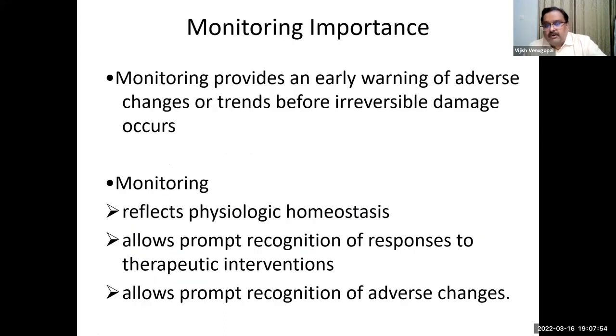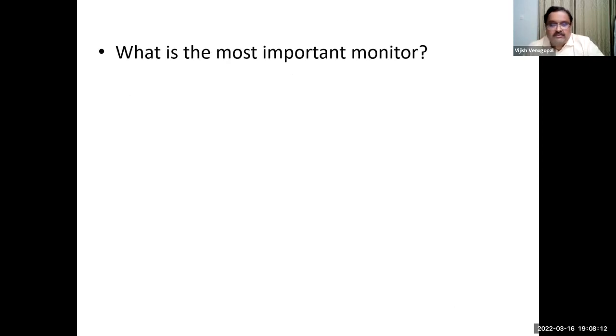So what is the importance of monitoring? Monitoring provides an early warning of adverse changes or trends before irreversible damage occurs. It reflects the physiologic homeostasis. It allows prompt recognition of adverse changes, and it allows prompt recognition of responses to the therapeutic interventions that we perform in the intensive care unit.